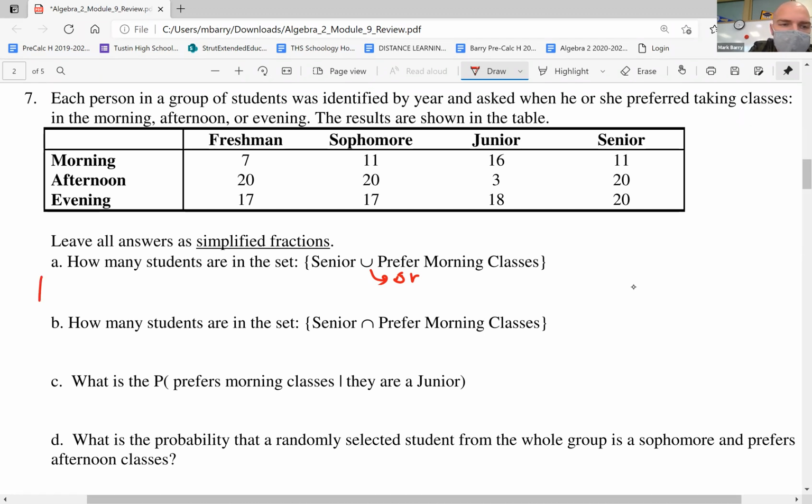And so I would add up all the seniors. So 11 plus 20 plus 20. I would then add up all the morning classes. So that would be 7 plus 11 plus 16. I would not add this 11 in again because we already counted it up here, right? So it's just these 4 plus these 2, if you want to look at it like that, or these 3 plus these 3. Just every one of these individual boxes that are either a senior or prefer morning classes, all right? All right, so we'll add all that up.